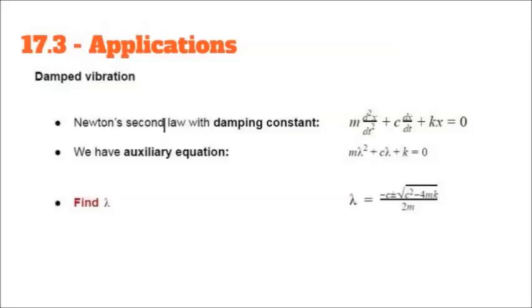Damped vibrations. Newton's second law with damping constant: m d²x over dt² plus c dx over dt plus kx is equal to 0. We have the auxiliary equation m lambda squared plus c lambda plus k is equal to 0. In order to find lambda, we use the equation lambda is equal to negative c plus or minus the square root of c squared minus 4mk, all over 2m.